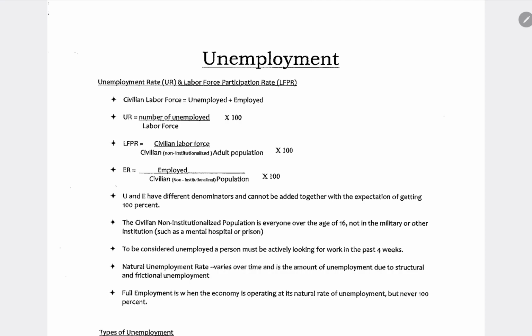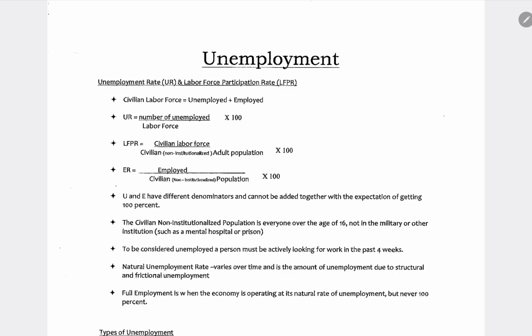So to be considered unemployed, a person must be actively looking for work in the past 4 weeks. So you must be looking for a job in the past 4 weeks. If you're not looking for a job, then you're just a discouraged worker.